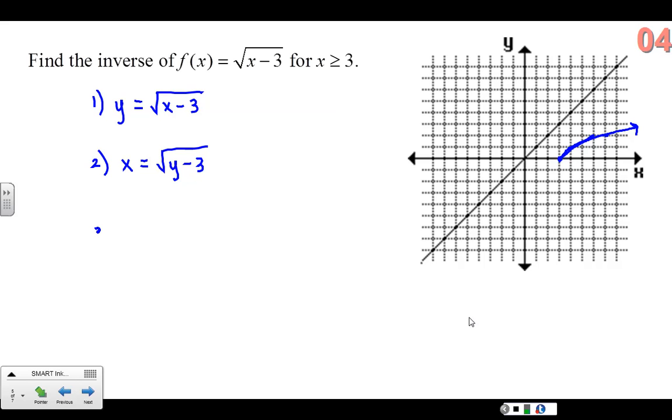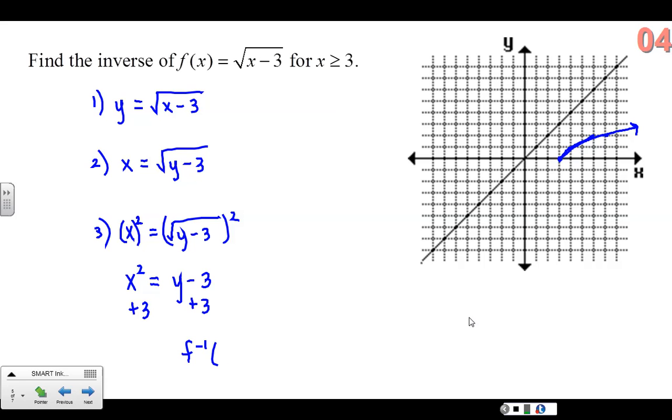Now to solve this for y, to get rid of a square root, we're going to square both sides. So I have x squared equal to the square root of y minus 3 squared, which we know just gives us y minus 3, and when you square a radical, it goes away. So then add 3 to both sides. So the inverse is the graph x squared plus 3.